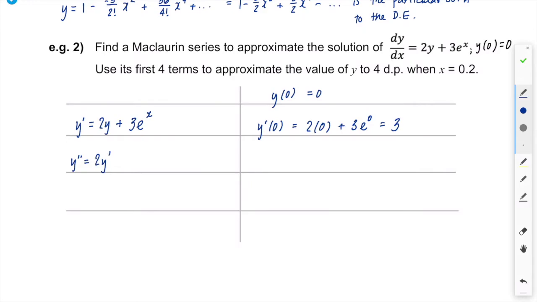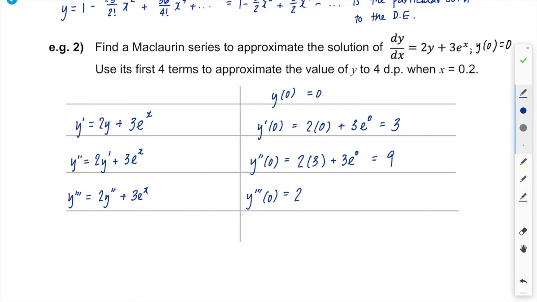We need the second derivative. 2y now becomes 2y prime plus 3e to the power of x still. Y double prime at 0, I have 2 times 3 plus 3e to the power of 0. So this is 6 plus 3, 9. Y triple prime is now 2y double prime plus 3e to the x. And so y triple prime at 0 is 2 times 9 plus 3e to the 0. So 9 times 2 is 18, plus 3 is 21.